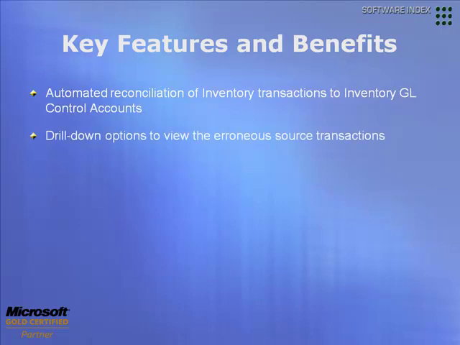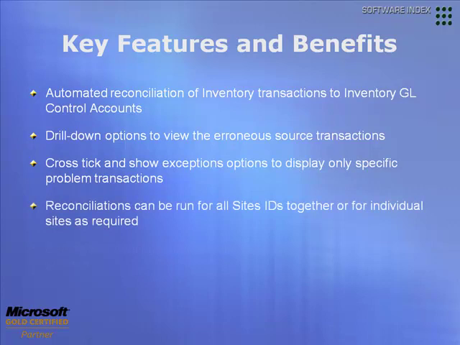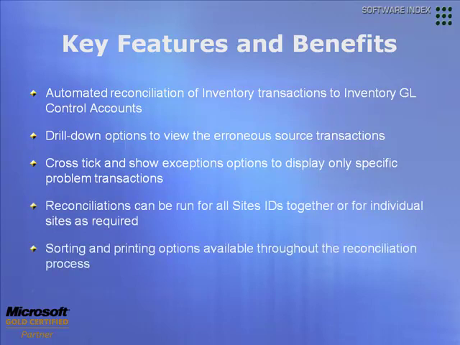The Reconciler for Inventory has been available since Microsoft Dynamics GP version 7 and is available for all the later versions. The module is designed to manage the automatic reconciliation of transactions generated through the Inventory module to the GL inventory control accounts in GP, highlighting any unmatched transactions that may require investigation.